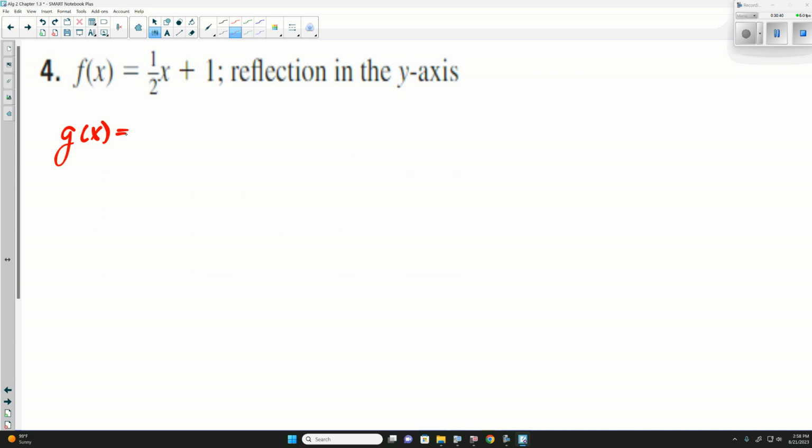G of x is going to be a reflection of the y-axis. So this would be what? F of negative x. Now this time we do have to plug something in because we changed f of x to f of negative x. So every x in the function has to be replaced with negative x. So we'd have 1/2, parentheses.